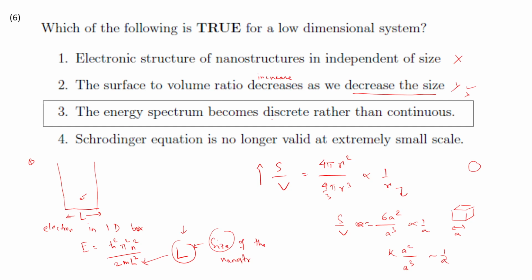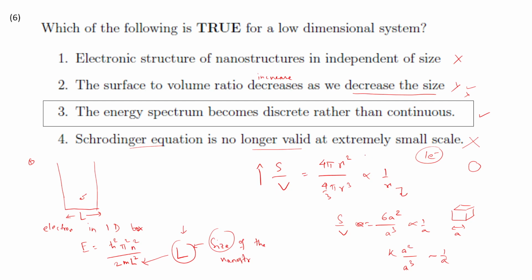The energy spectrum becomes discrete rather than continuous. Let us first look at the fourth statement. The Schrodinger equation is no longer valid at extremely small scale. So this statement is wrong. The Schrodinger equation is valid even in very small cases, even for a single particle. So this statement is wrong. The Schrodinger equation is valid.